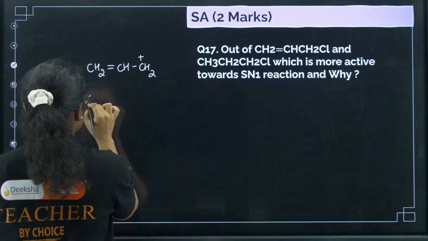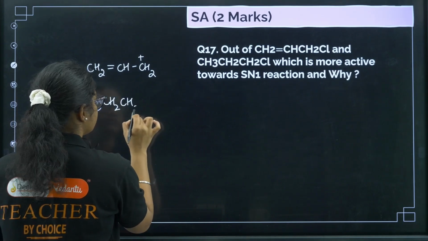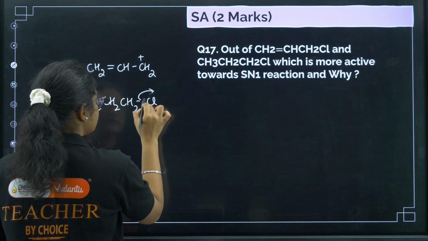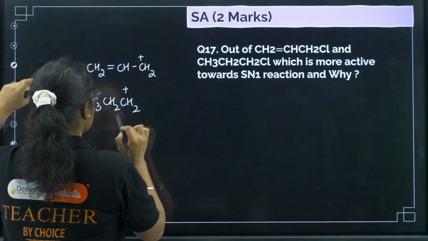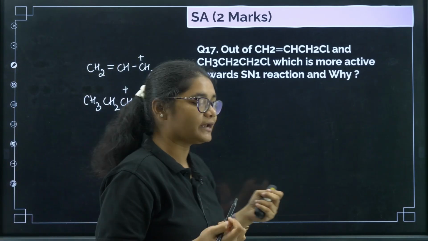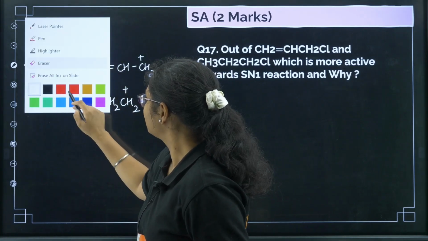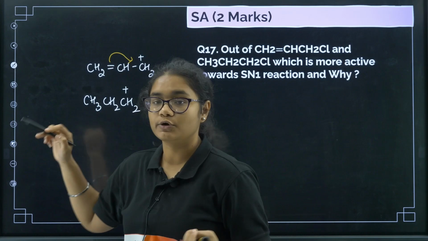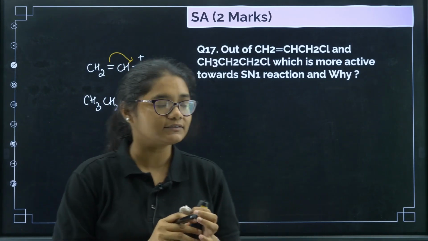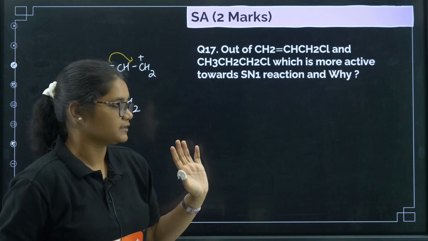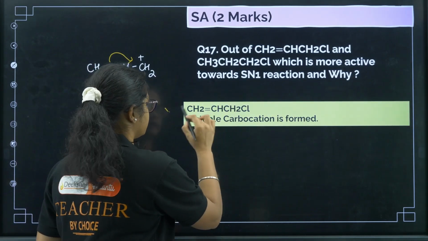And if you see the second one, we have CH3, CH2, CH2Cl. Again Cl will go from here and we'll get a positive charge here. So now out of these two, which carbocation is more stable? Here we have resonance. Due to resonance, this carbocation will be more stable, so that is why this one will react faster. First you need to write which is more reactive. If you write this much, you will get 1 mark.